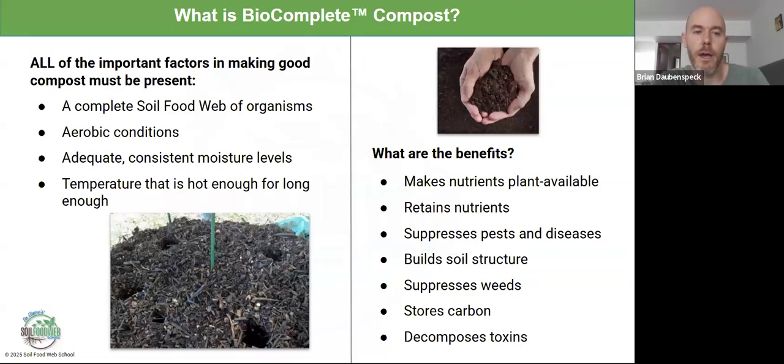So what are the benefits of biocomplete compost? One, it makes nutrients plant available. As Katerina mentioned, you have your bacteria and your fungi. And before I mention that, most of the soils, the land around the world, the dirt, the earth, have the nutrients to support plant life. The problem is that those nutrients are locked up in your sand, silts, and clays. They're not accessible to plants at the moment.